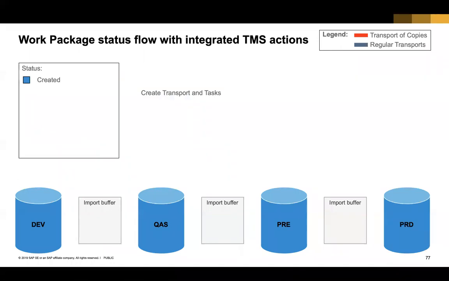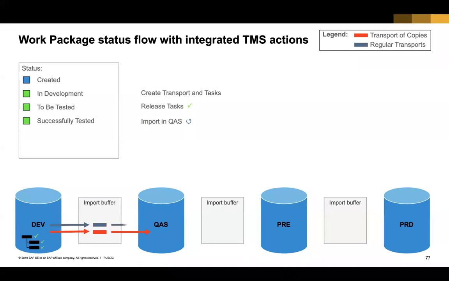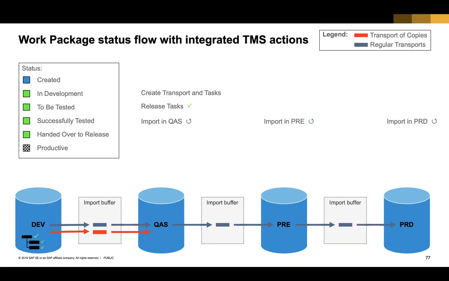All right. So how does this work? Let's say you are in the work package. When the work package is in development, tasks are released, and the transport of copies, once it's successfully tested, moves into the QAS system. When it is handed over to release, it goes into the pre-production environment, and then once the release testing is finished, it goes into the production system. So these last two, going into pre-production and production, happen via release.